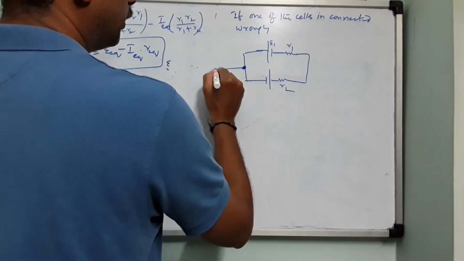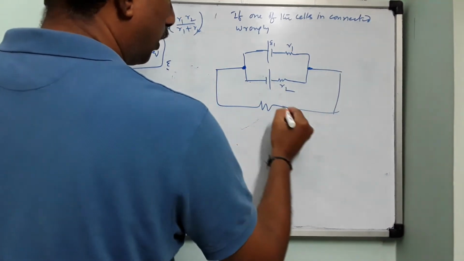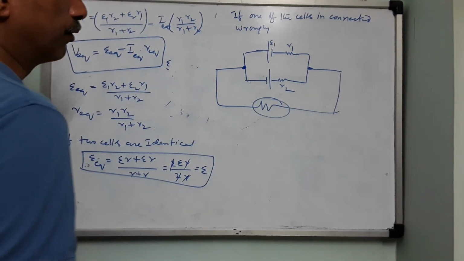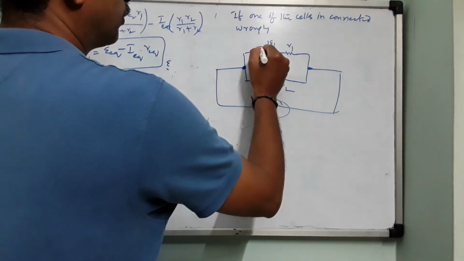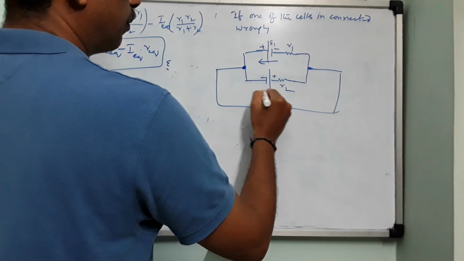So here this is the common point. So you can connect a load like this, a small torch light bulb or anything, so that we are not showing in the circuit. Fine. Now its EMF is like this, plus minus. There is a plus minus. Its EMF is like this and its EMF is like this.